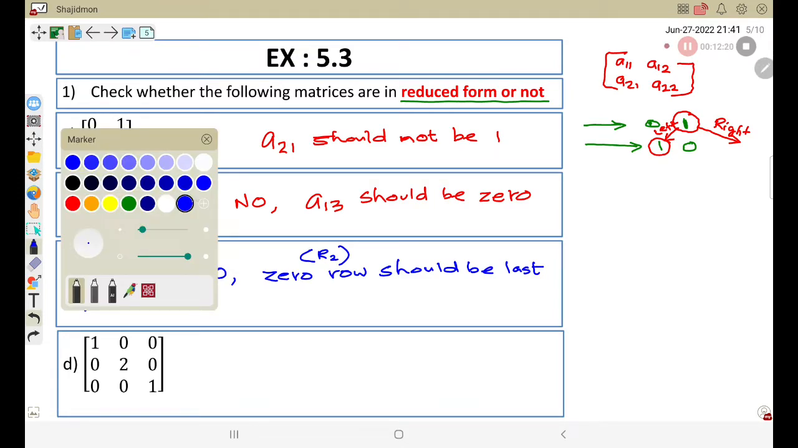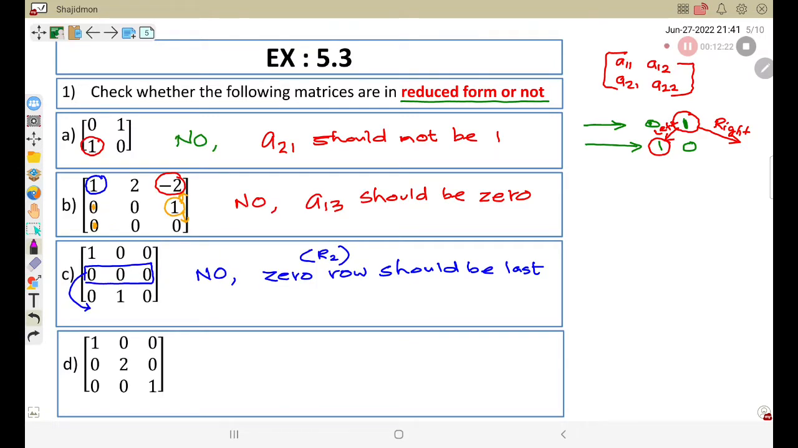Now question number D, we can check reduced form or not. 1, 0, 0, 0, 2, 0, 0, 0, 1. Which rule is violating? It is obvious, correct? It is not in reduced form. So which rule is violating? Here the starting leftmost number is 1, but here the leftmost number is not 1, correct? This should be 1 in this place. Here the leftmost is 1, correct?